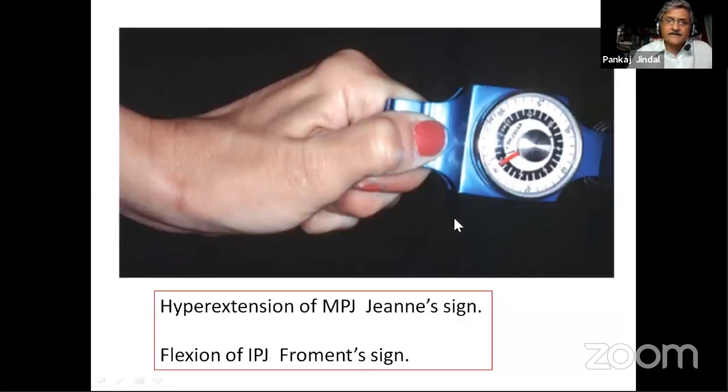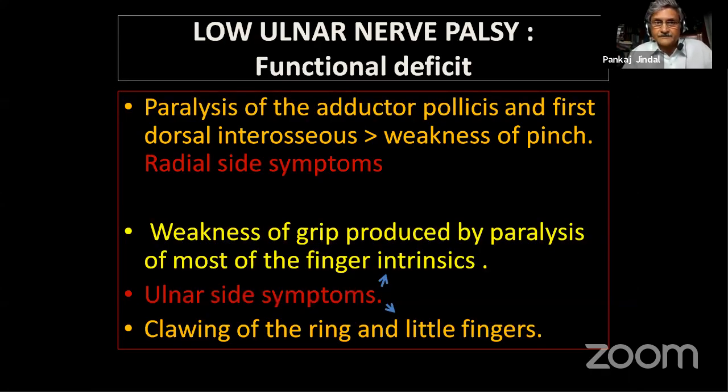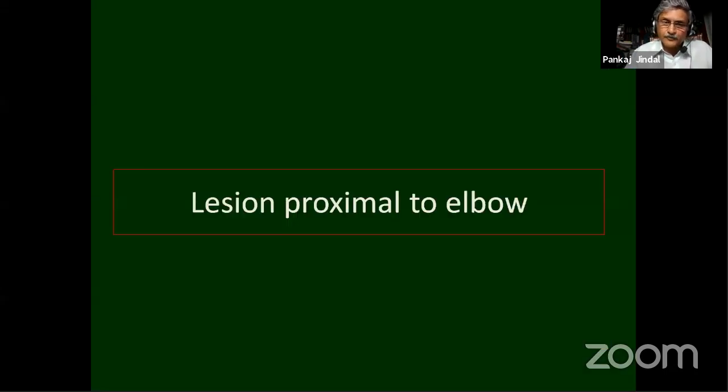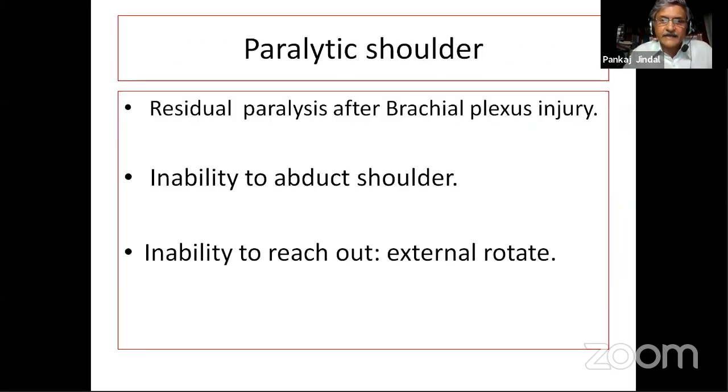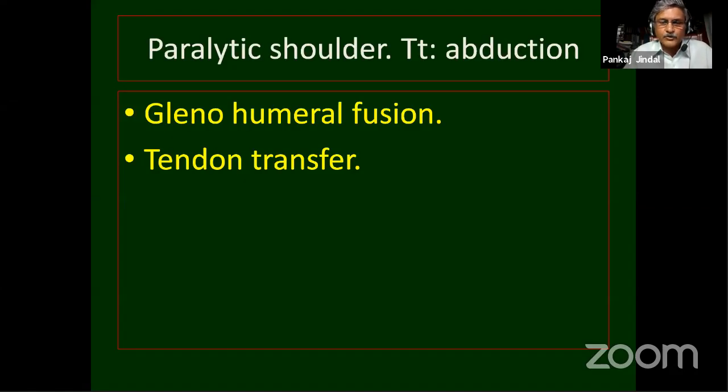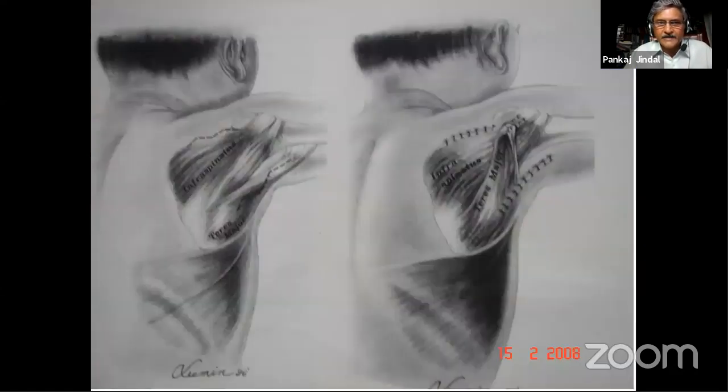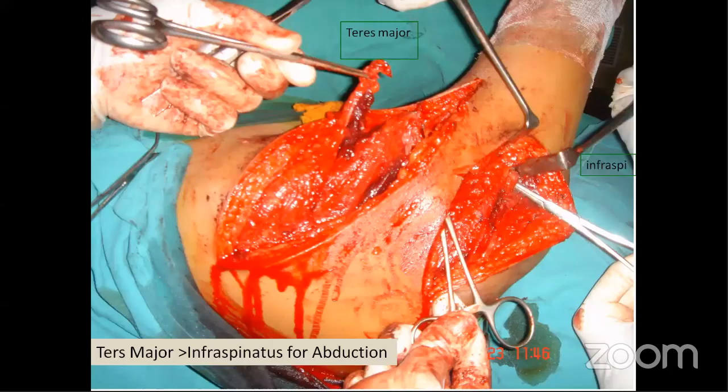And because there is hyperextension at the metacarpophalangeal joint, that is what is called the Jeans test here. So this is what leads to the Froment sign becoming positive in a patient with ulnar median palsy here. So we talked of radial side symptoms, we talked of ulnar side symptoms. Of course, you can have lesions more proximal. We'll just touch these things here because of brachial plexus injuries here, and the patient will have inability to abduct. So you do either fusion or you do some kind of a tendon transfer, like in an OBPP palsy here.